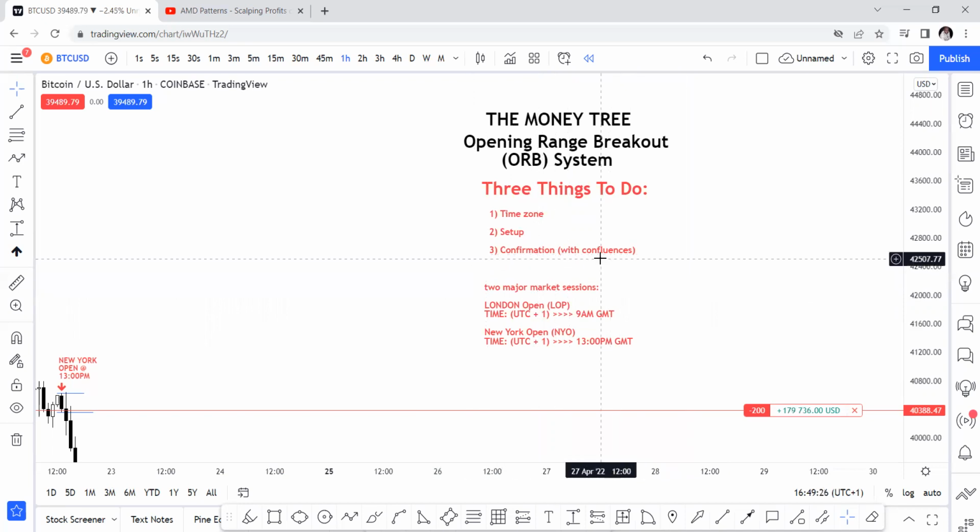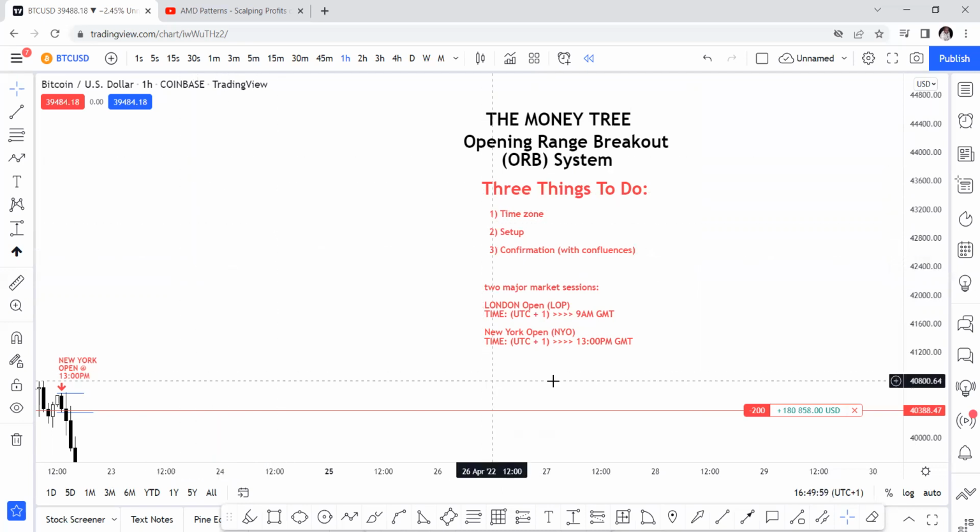You may get some confluences to confirm your entry point or the breakout. At the breakout level, you might get confluences like a breakout of previous resistance or support, or the nature of the candlestick at the breakout level or within the time range.